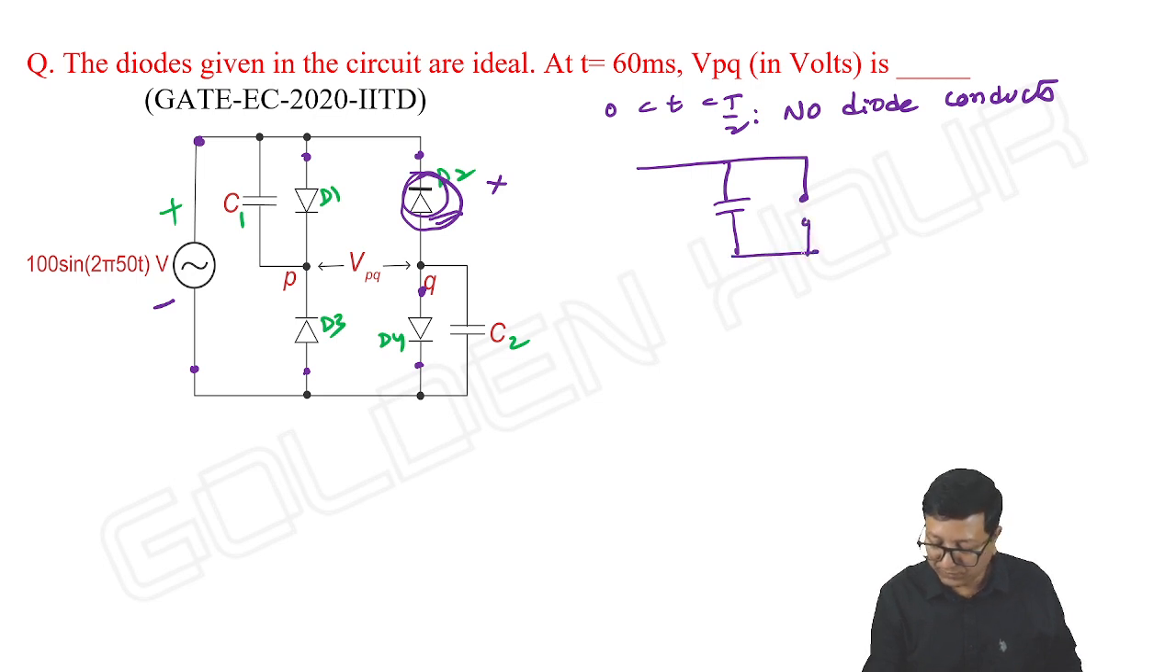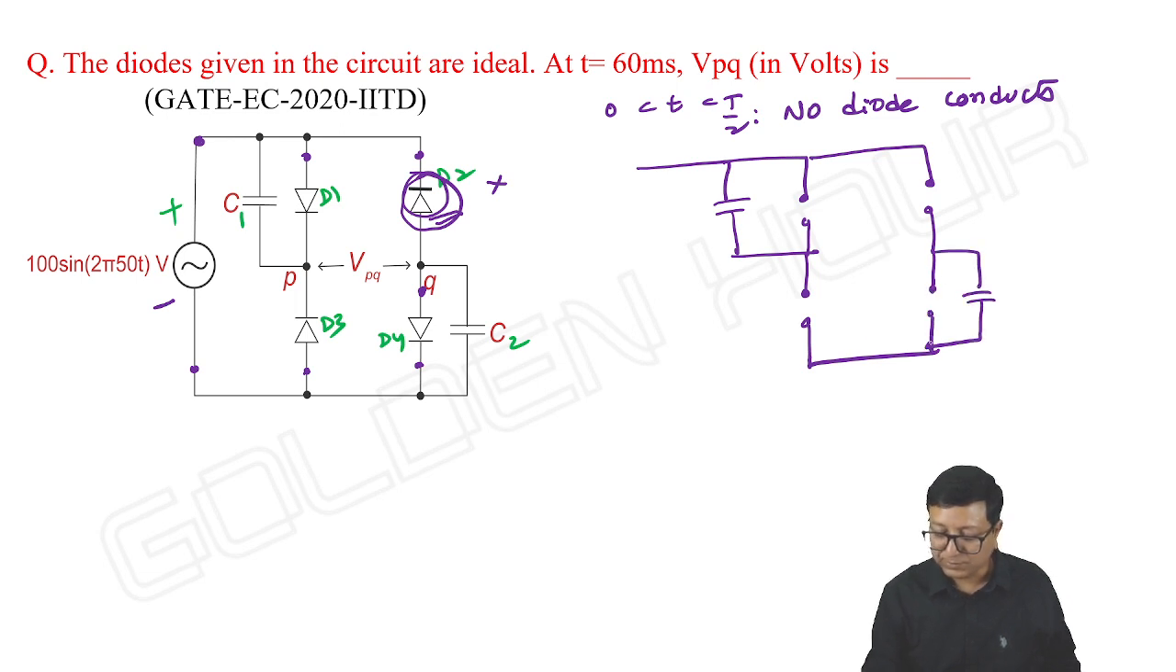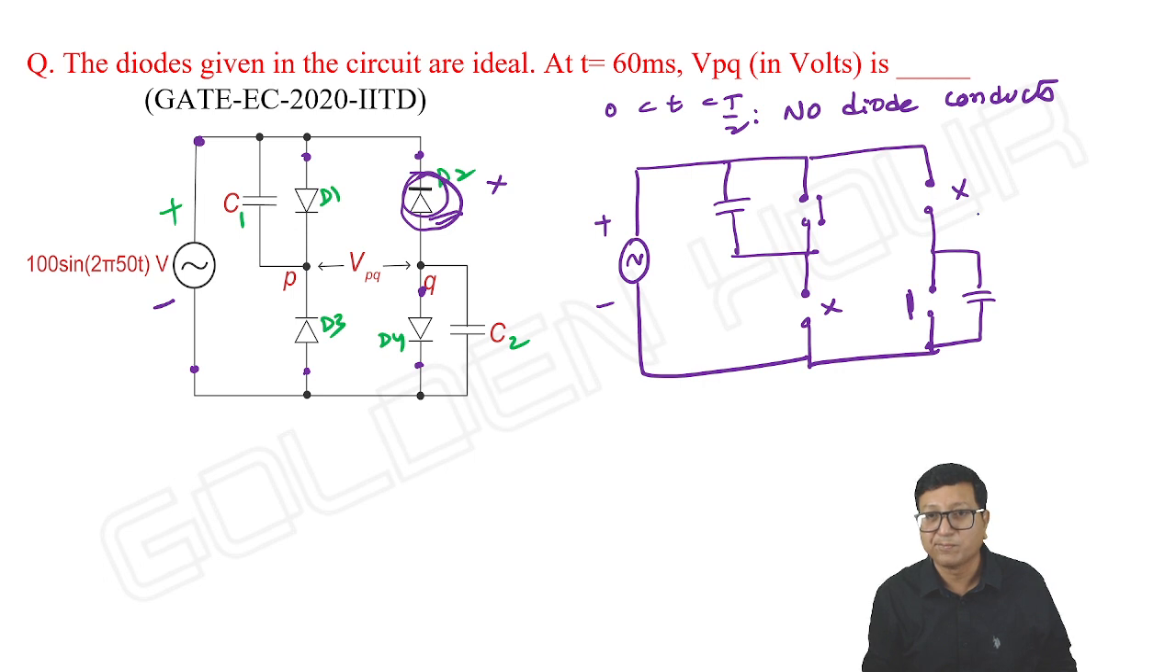See, this is what we can see. Actually, it is ready to conduct, but as it is not conducting, there is no path completion. How can the current flow? Positive to negative terminal, the current has to flow. Is it possible? No. Similarly, here, even though D4 is ready to conduct, D2 is not conducting. So, positive to negative terminal, how can the current flow? Not possible. No diode conducts.